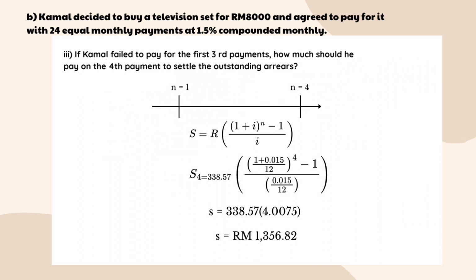Solve the problem inside the bracket and we get 4.0075. Next, to find S, multiply 338.57 with 4.0075 and we get 1,356 ringgit 82 cents in total.